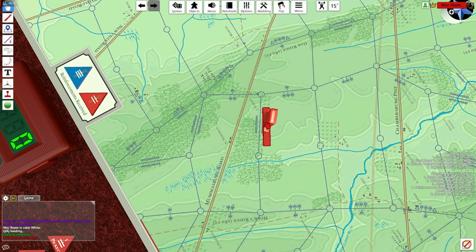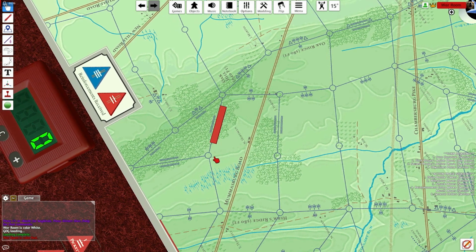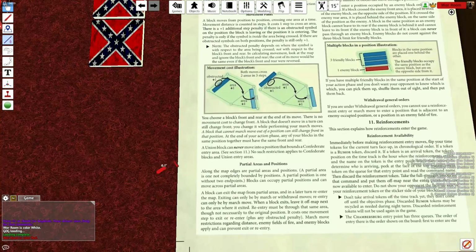So, if this block wants to go to here, all right, it is 1 step to move through the area itself. No matter where you're at, it always costs you 1. And since this is a double obstructed position on both sides, it will cost an additional step. So since blocks normally have 2 steps, there you go. He can cross from one to the other. Thank you, Nepedo.